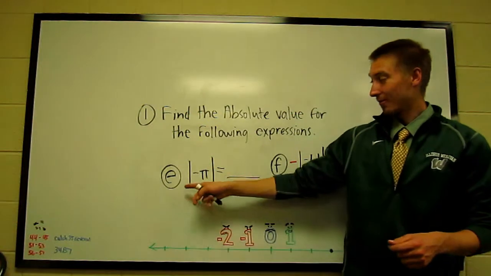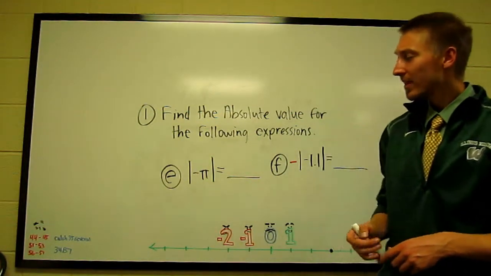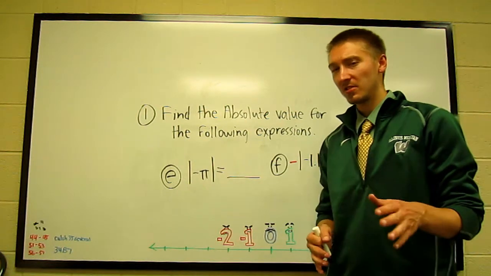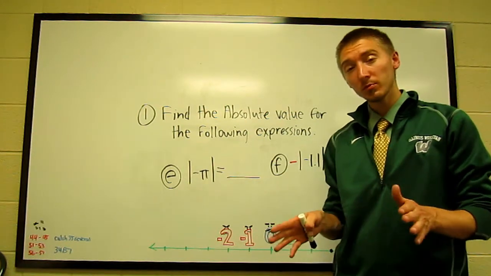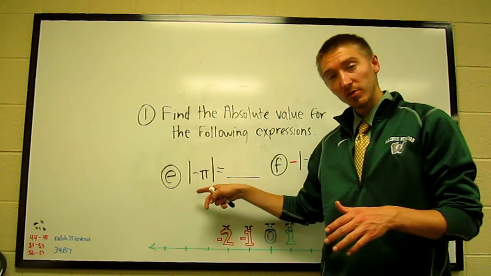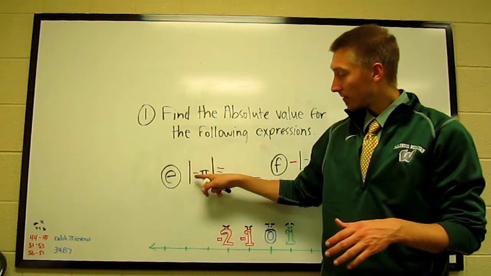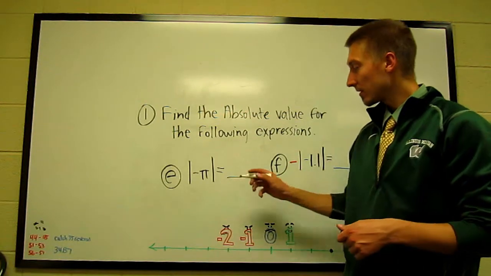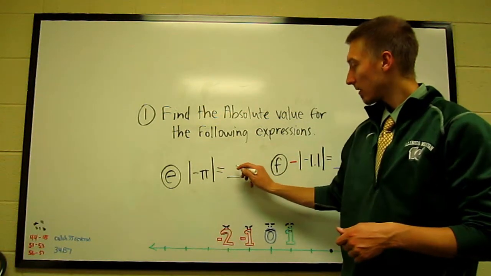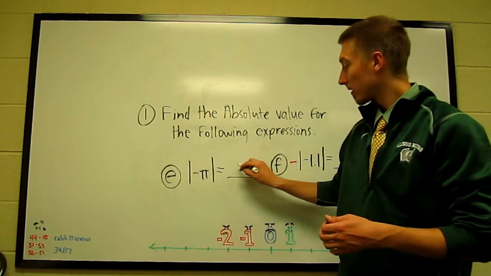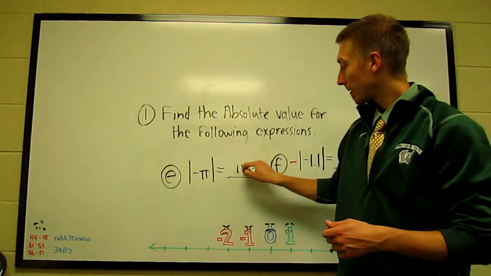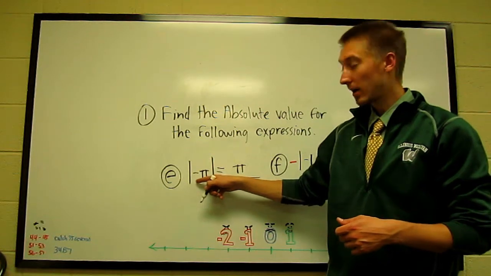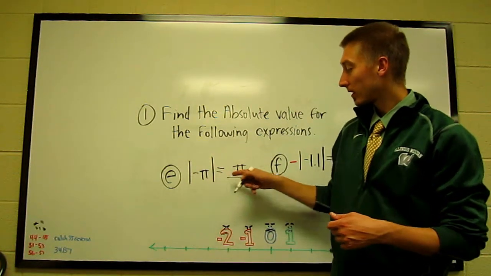Okay, so for part E, if we have the absolute value of -pi, remember, pi is really just a decimal. Okay, it's a decimal that doesn't repeat, but it's approximately 3.14. So we have -3.14. The absolute value of that, we just knock off that negative, and it is going to be 3.14. But I'm just going to write pi, okay? Because we're just knocking off the negative from what's inside. So the absolute value of -pi equals pi.